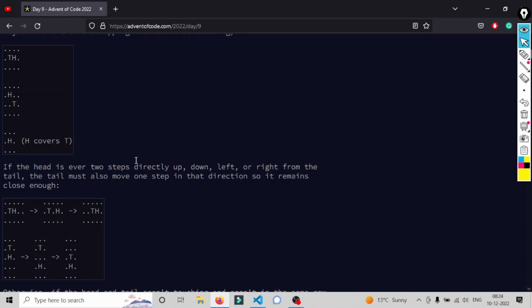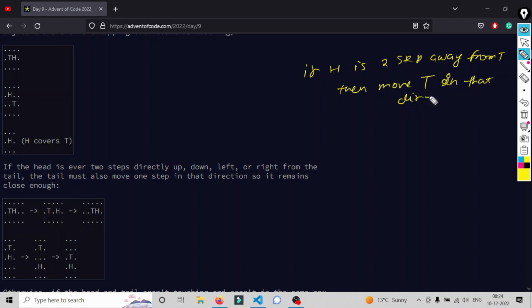So first rule is, let me just write it down. If head is at least two steps away from tail, then move tail in that direction. So this is the rule number 1.